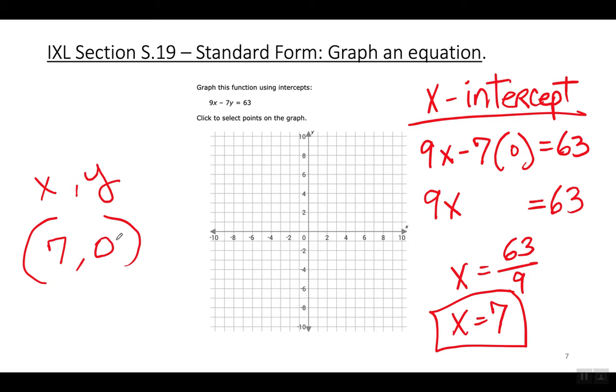Alright, so when y equals 0, x equals 7 in this equation. So I'm going to plot that right there.